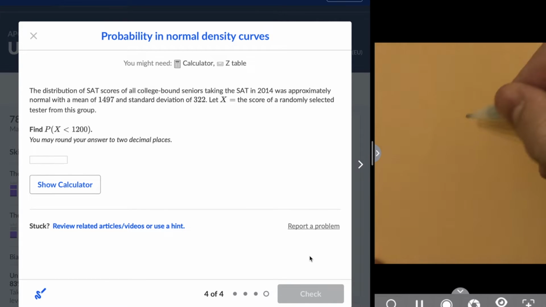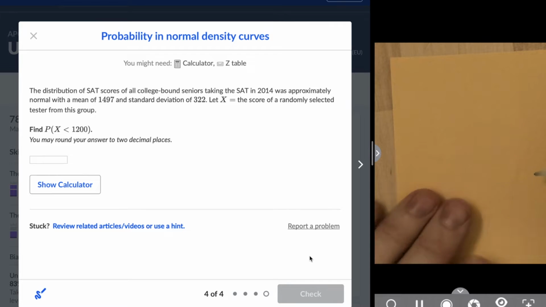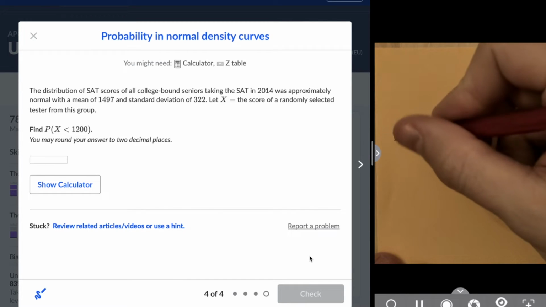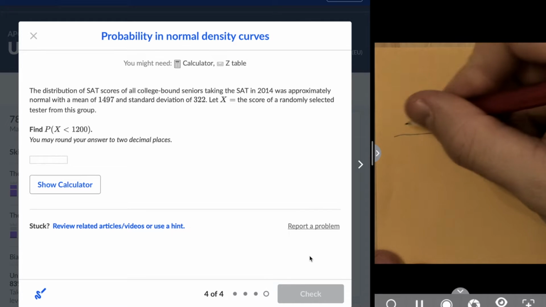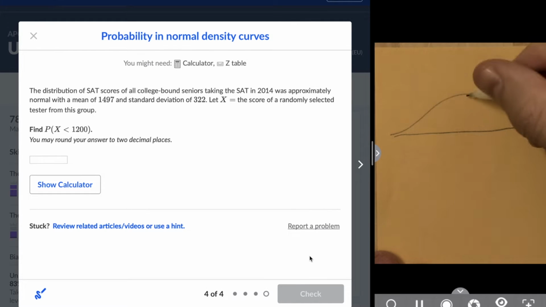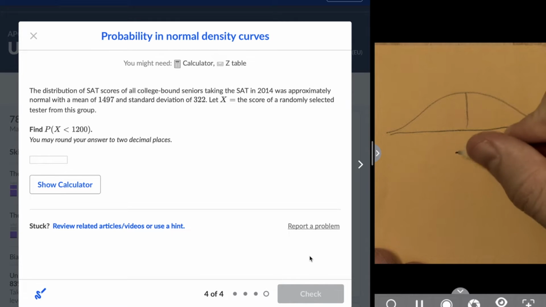So let's first draw this out, and figure out what's going on here. So we've got some sort of distribution that's normally distributed. It doesn't have to be a perfect normal distribution curve, and the average score was 1497. That's a very high score, and the standard deviation is 322. So that essentially just gives us some scale.